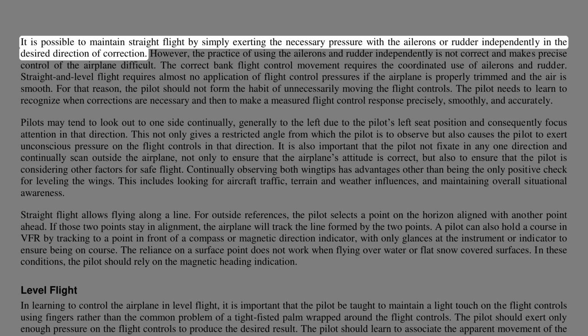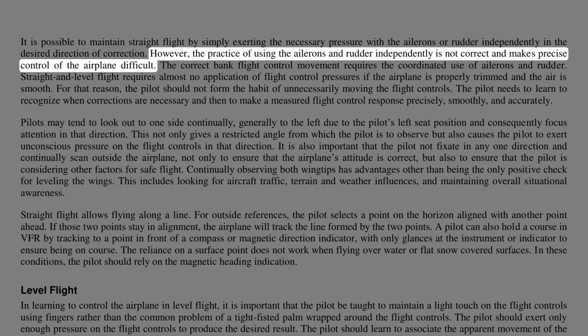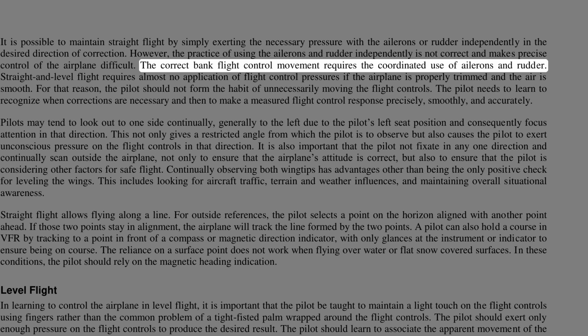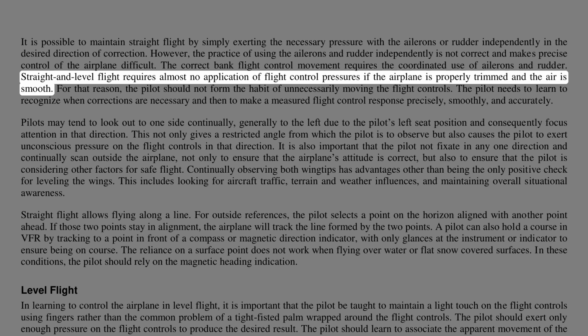It is possible to maintain straight flight by simply exerting the necessary pressure with the ailerons or rudder independently in the desired direction of correction. However, the practice of using the ailerons and rudder independently is not correct and makes precise control of the airplane difficult. The correct bank flight control movement requires the coordinated use of ailerons and rudder. Straight and level flight requires almost no application of flight control pressures if the airplane is properly trimmed and the air is smooth.